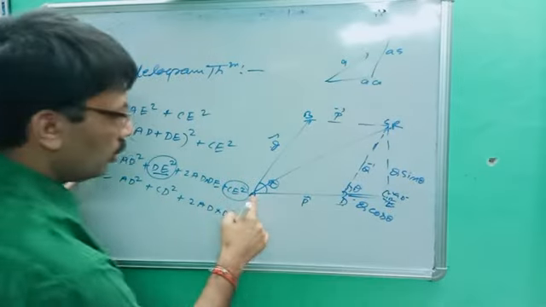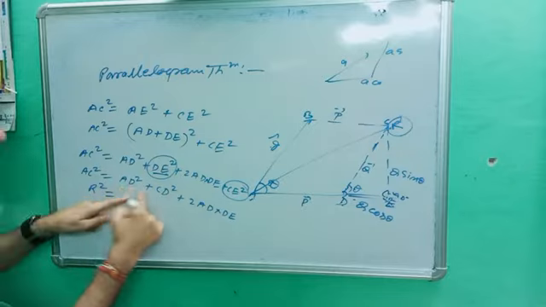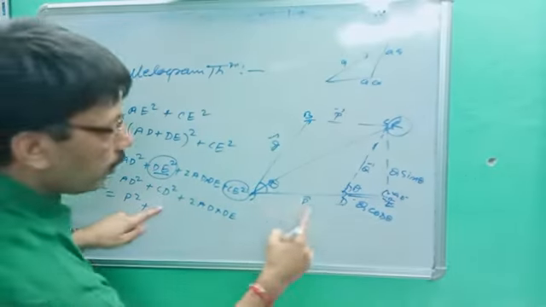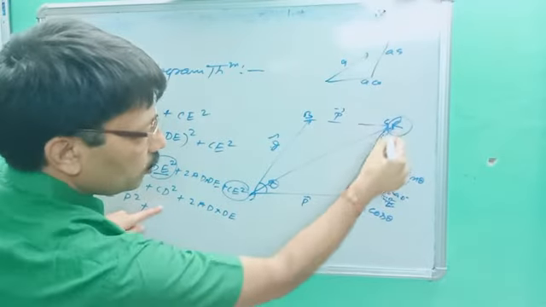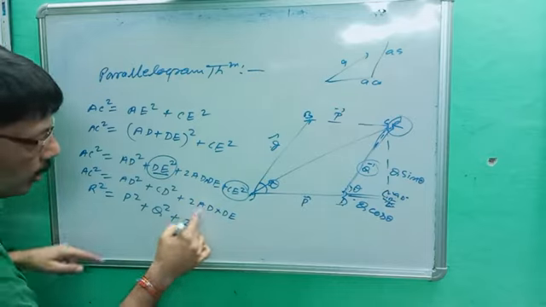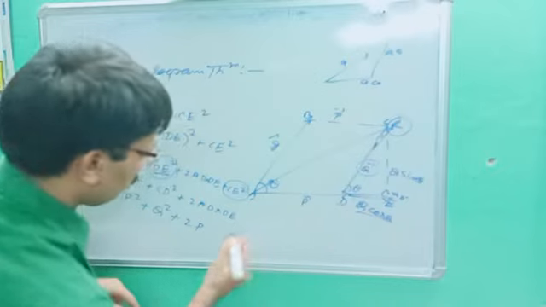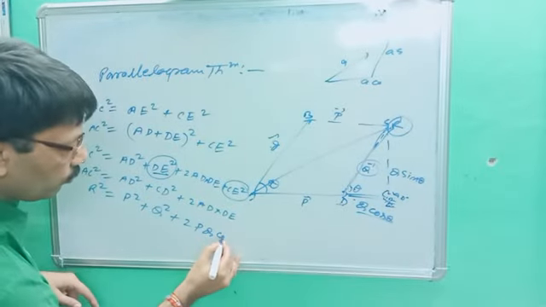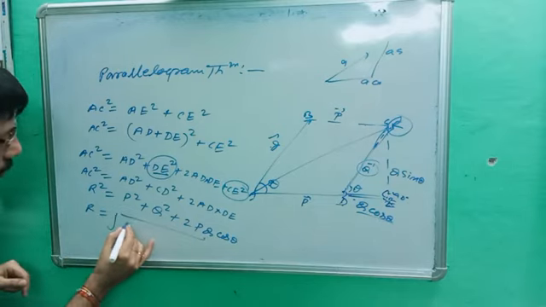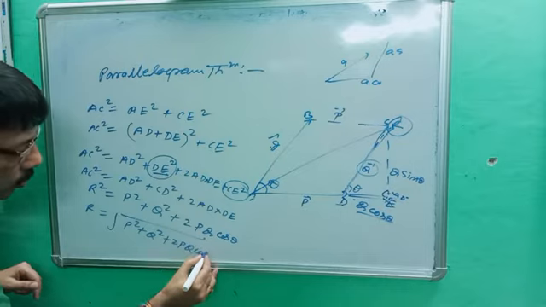What is the value of AC square? AC square is equal to R square, that value is given. So it will be R square is equal to AD square. What is the value of AD? It is P, so P square plus CD. What is the value of CD? You can check there. CD is Q, so P square plus Q square plus 2AD. AD is P and DE is Q cos theta. So what is the answer? R is equal to under root P square plus Q square plus 2PQ cos theta.